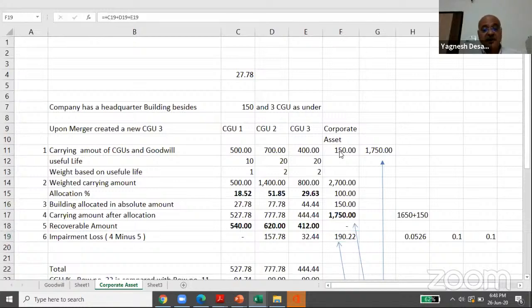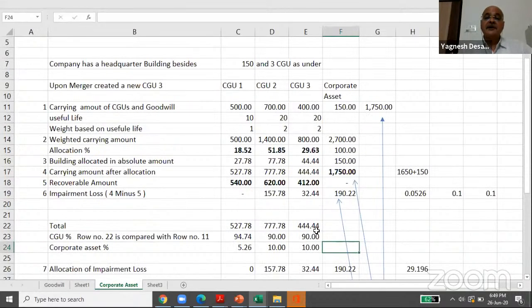This zero will not be here because the corporate asset is going to remain. And that's why I have coined this special example for you, that there the goodwill was gone, so after impairment goodwill became zero. That's not the case here, and that's why I want you to remember this number of 190.22. How do I allocate 190.22? Among what? A CGU, B corporate asset.